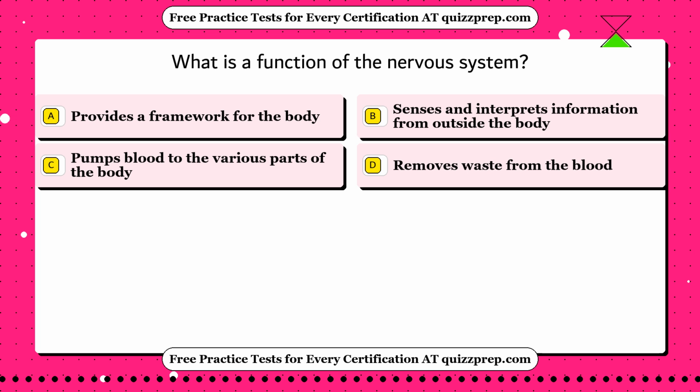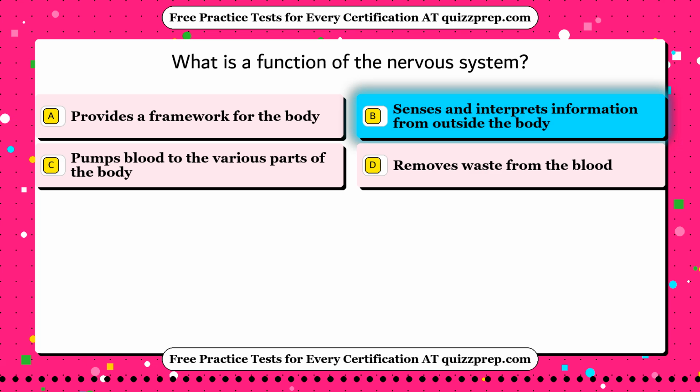Question 15. What is a function of the nervous system? Option A. Provides a framework for the body. Option B. Senses and interprets information from outside the body. Option C. Pumps blood to the various parts of the body. Option D. Removes waste from the blood.